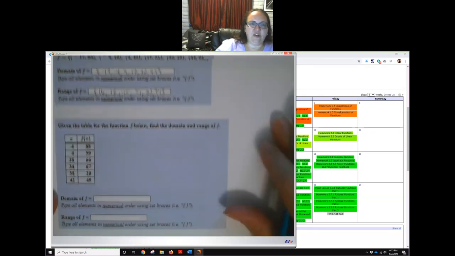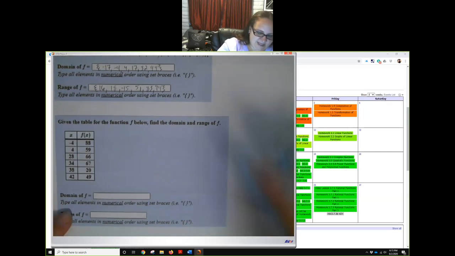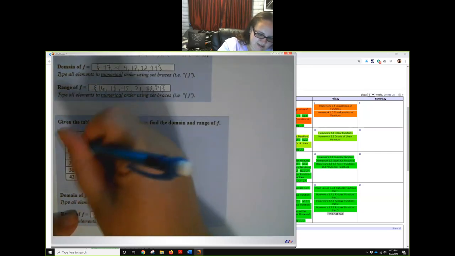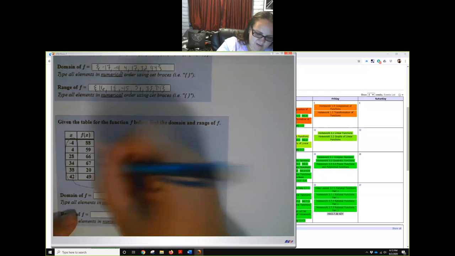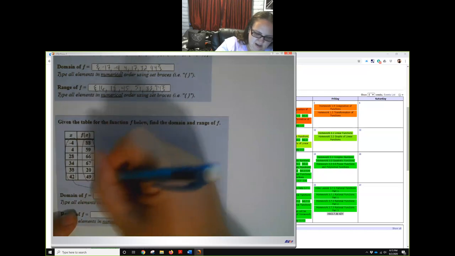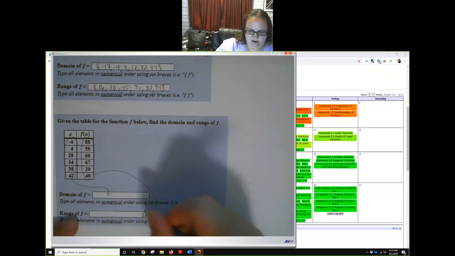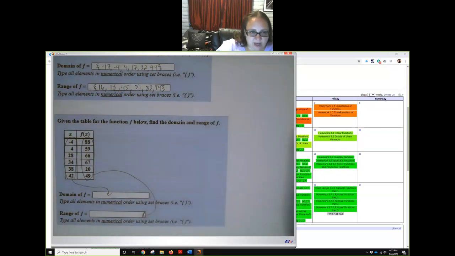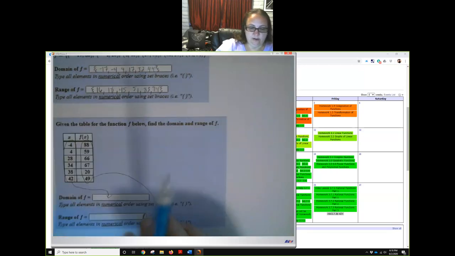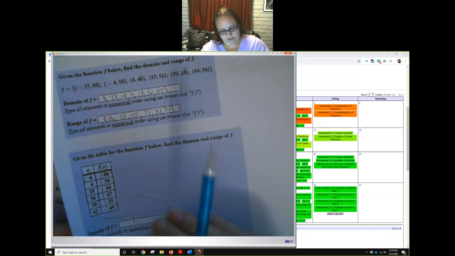And so then again, if you're in a table, domain is still just the x's and range is still just the y's. So this is my domain. And this is my range. Same rules apply. If you have a repeat, don't put it, and put your numbers in order from least to greatest. Okay? All right.